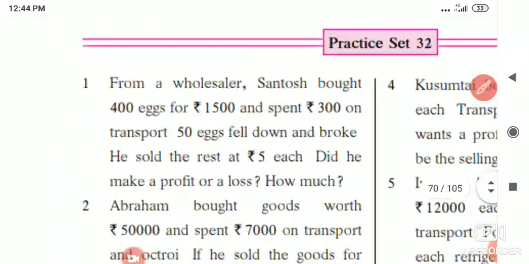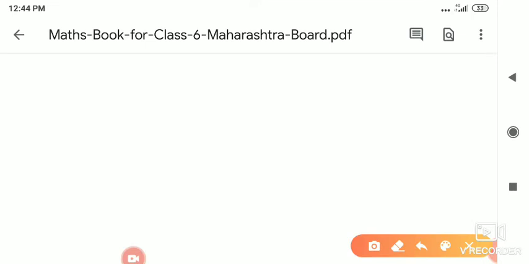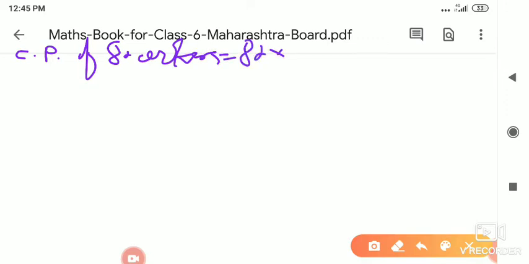First of all, how many cookers did Kusumtai buy? 80 cookers. So CP of 80 cookers, in short I will write because this example is very big, is equal to 80 into, what is the cost of one cooker, 700. So 7 eights are 56, and the remaining zeros we have to put. So 56,000 is the CP of 80 cookers.